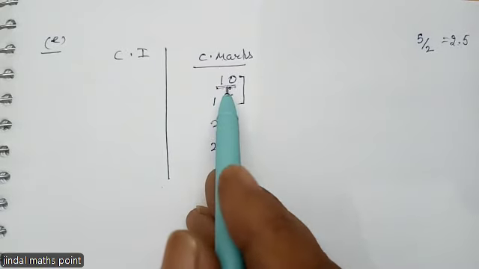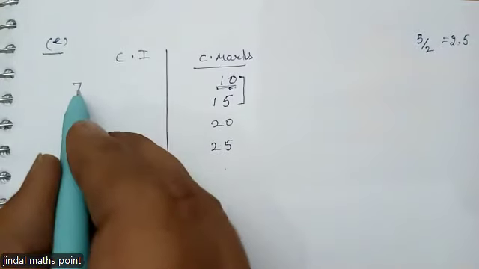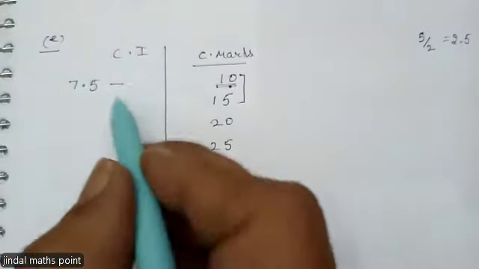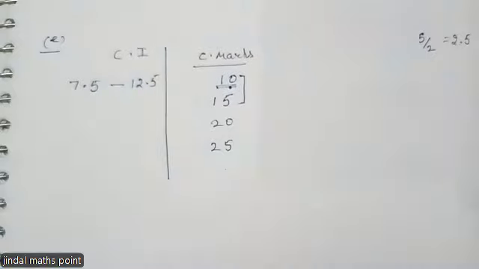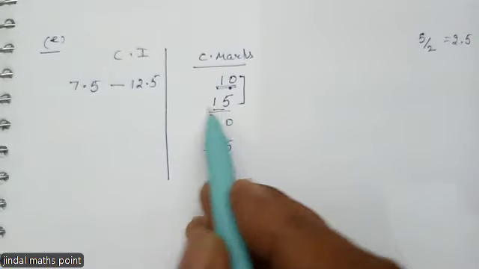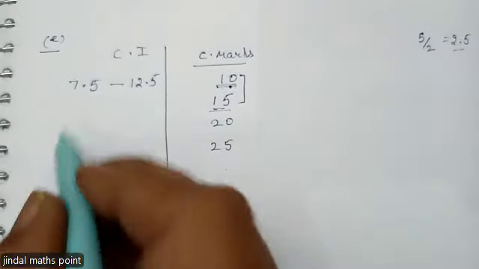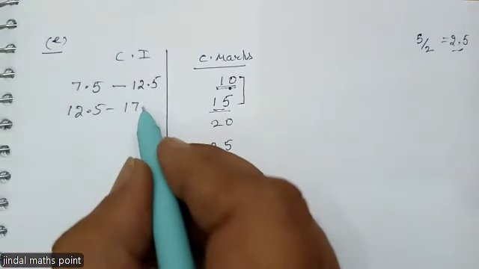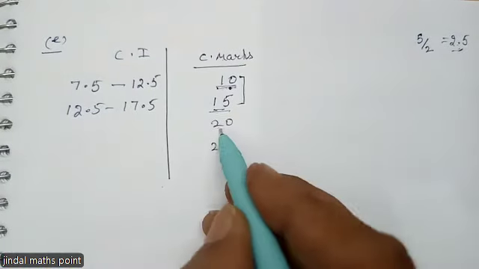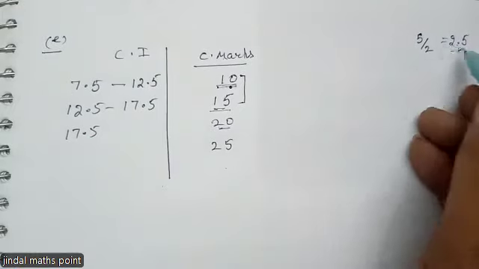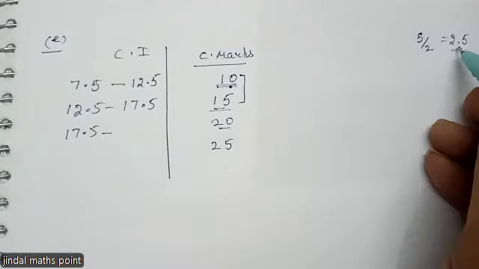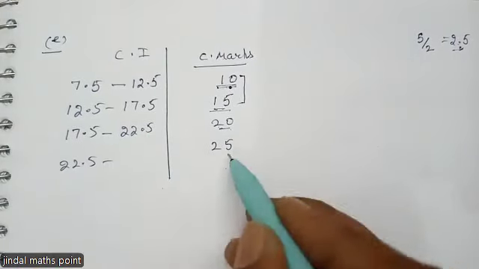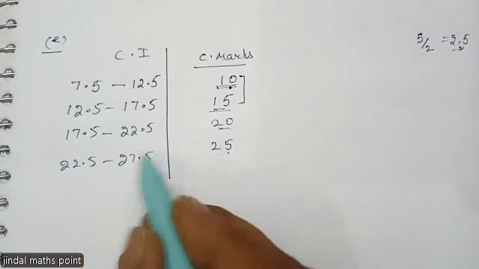You subtract 2.5 from this and then add 2.5 to it. When we subtract 2.5 from 10, we get 7.5. When we add 2.5 to 10, we get 12.5. This is the first class interval. In the same manner, from 15 we subtract 2.5, we get 12.5, and adding 2.5 to 15, we get 17.5. Similarly, from 20 we get 17.5 to 22.5, and then 22.5 to 27.5. These are the class intervals.